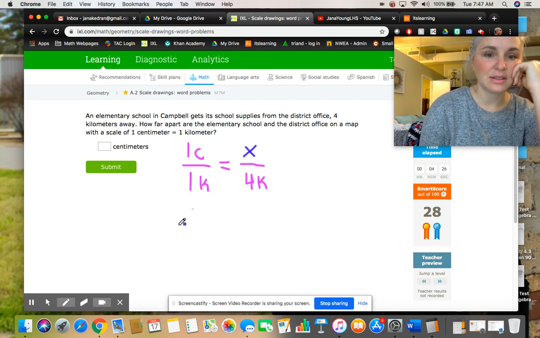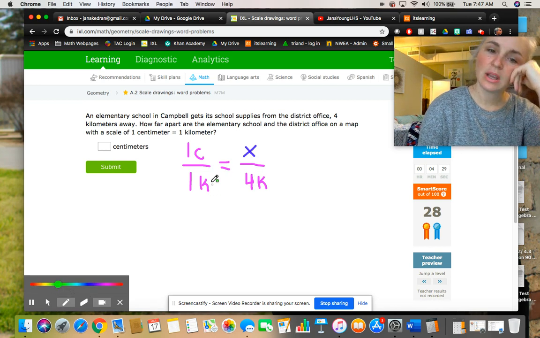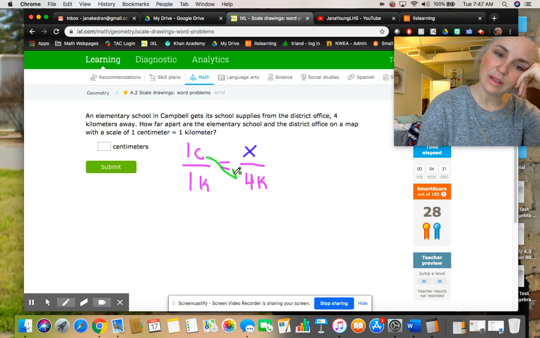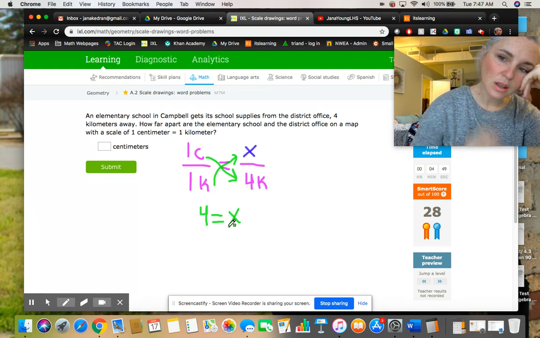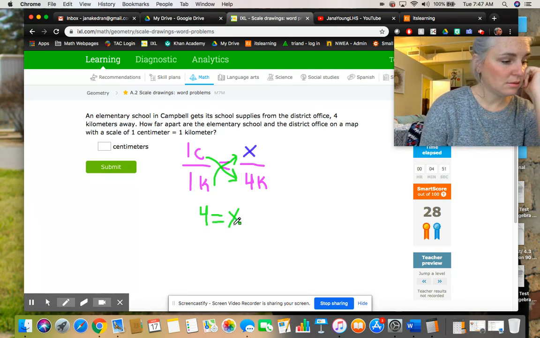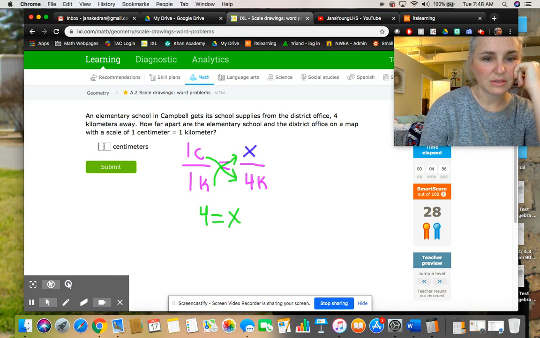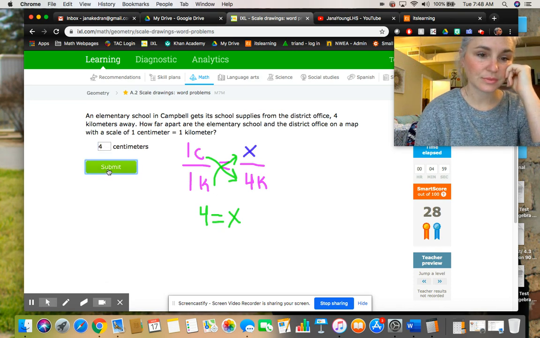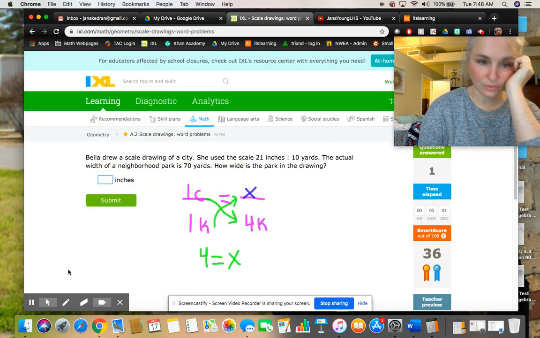This one's a little more straightforward, but what I can do here is this butterfly method. So cross products, and this becomes 1 times 4, which is 4, is equal to 1 times x, which is x. And then this one is super straightforward, right? No extra solving, just x. So I would just say 4 centimeters. Okay, let's do that again.